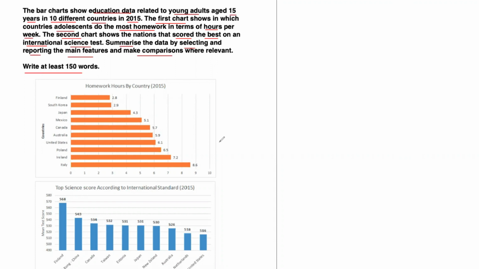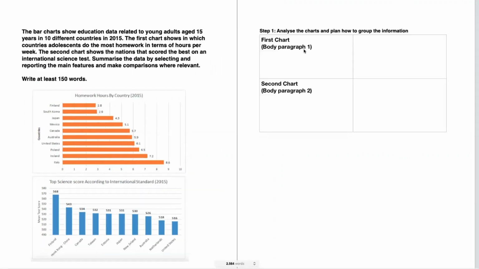Okay, so this is quite tricky. There's a lot to look at. Okay, but we would still approach this as we do with any other bar chart or line graph. We want to analyze the charts and plan how to group the information, and we're going to do so like this. So we have the first chart, which will be our body paragraph 1. I'll show you the outline in just a bit. And then the second chart is going to be our body paragraph 2. And like we saw earlier, we want to understand what is given in each chart. And then we'll look at finding that link.